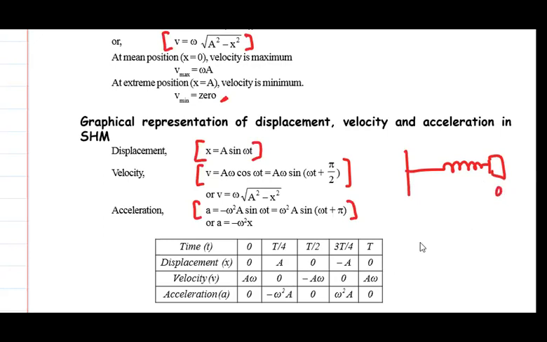Now, when you talk about T by 4, what is the meaning of T by 4? It means it is going from the mean position to any of the extreme positions. Suppose it is going to this extreme position. Think about it, this extreme position.